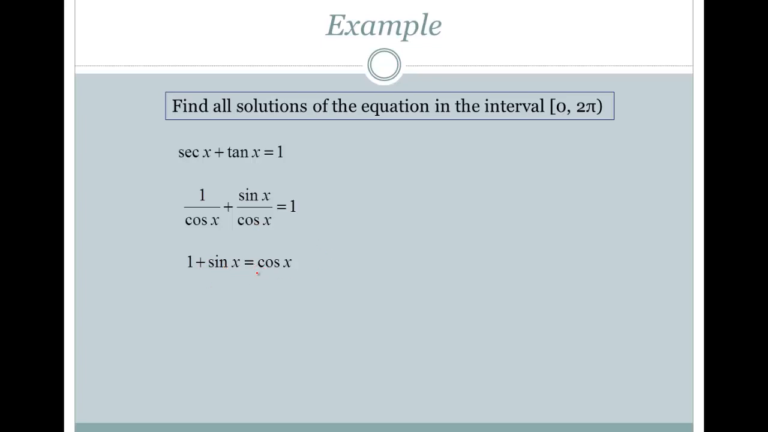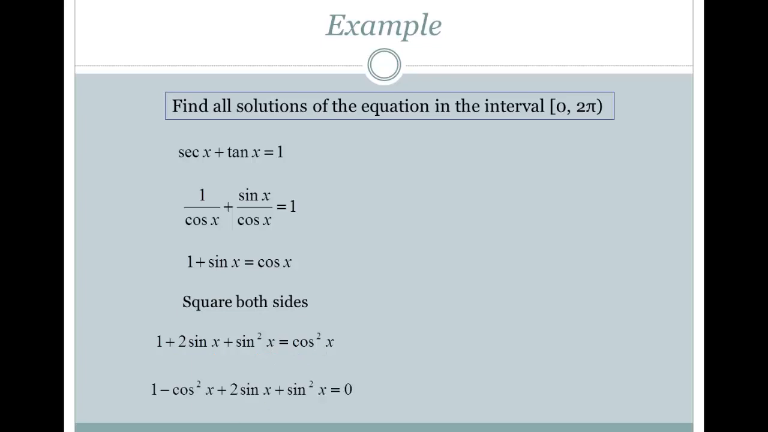Again, without my calculator, nothing's jumping out at me right away. So one of the things I'm going to try to do is use some of my Pythagorean identities. What I would need to do is square both sides. Again, just another technique. But because we're squaring both sides, we're going to have to check our solutions and see if we add in extraneous solutions. So we have to double check all our solutions at the end. If I square both sides, I get 1 plus 2 sine x plus sine squared of x equals cosine squared of x.